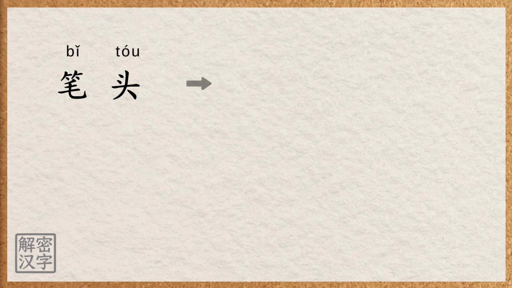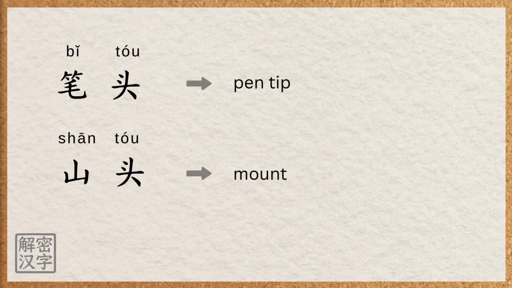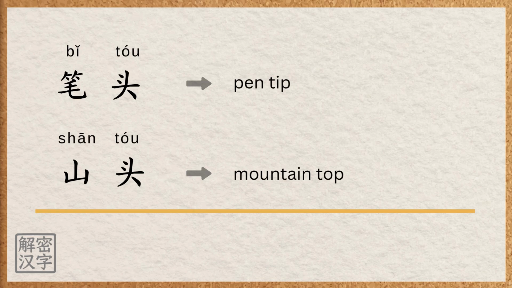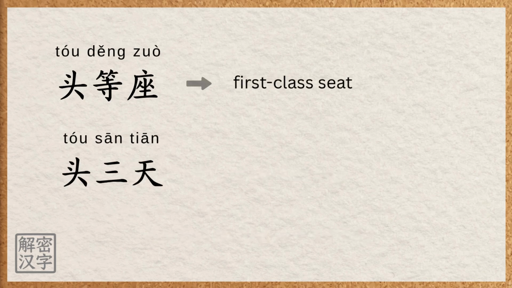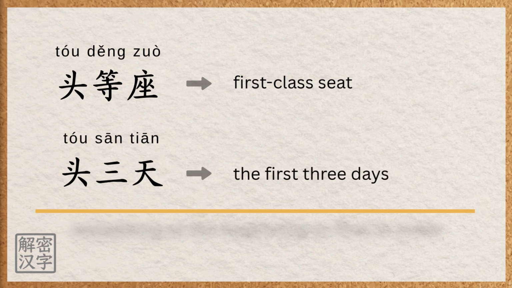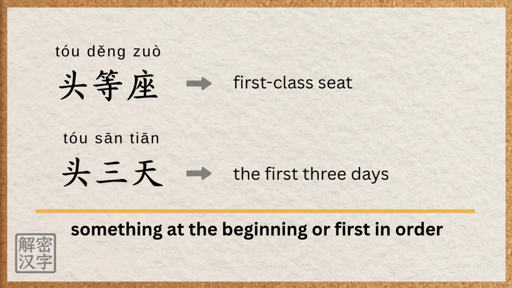笔头 means pentip. 山头 means mountaintop. In these words, 头 means the top part of something. 头等座 means first-class seat. 头三天 means the first 3 days. Here, 头 refers to something at the beginning or first in order.